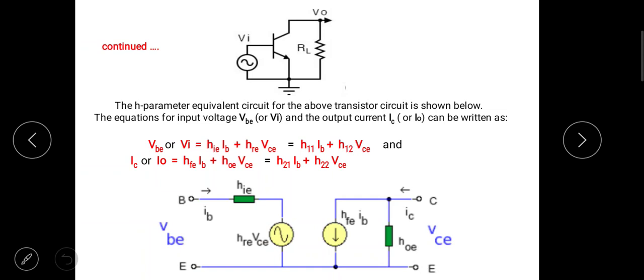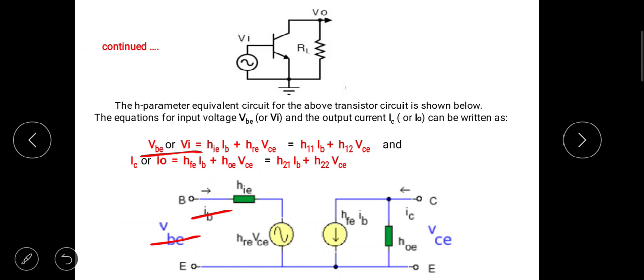First, here it is VBE, we can say input voltage VBE, or it is also written as VI. See here it is written. We can write it either way, VBE or VI, both indicate input voltage. Now that input voltage equals HIE into IB plus HRE into VCE. In this particular case, this IB is nothing but input current, this VBE is nothing but input voltage.